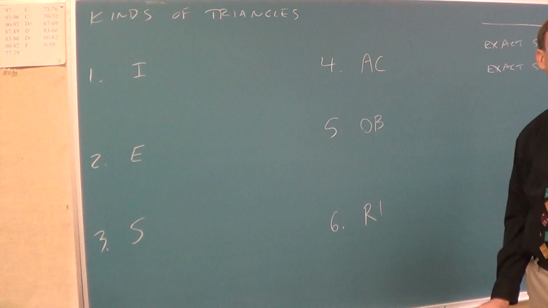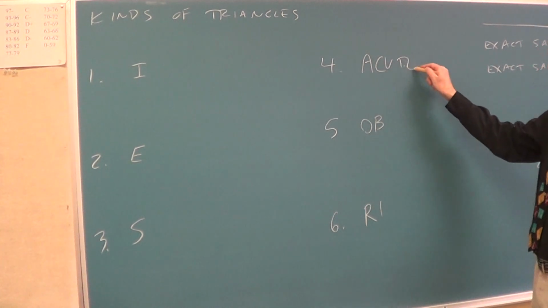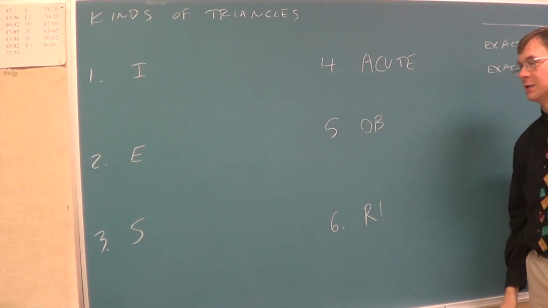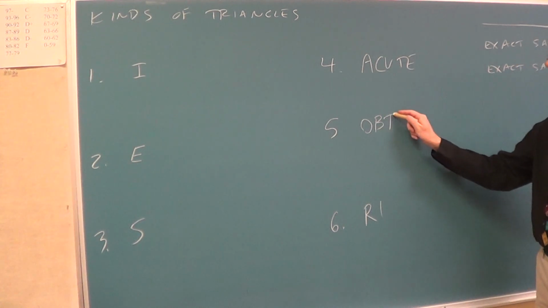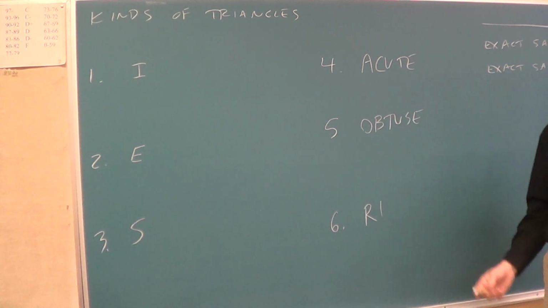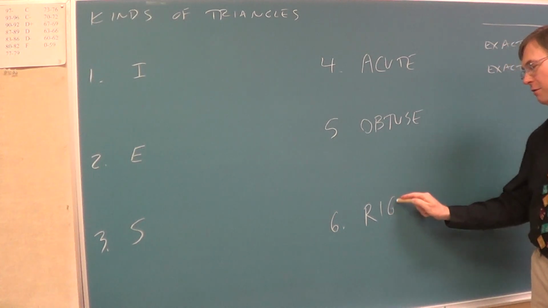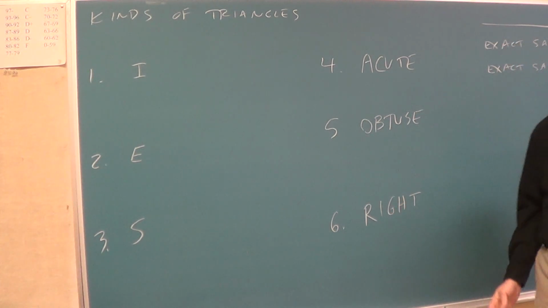It's acute. There is an acute triangle, absolutely. So acute triangle is a thing, 100%. Number 5 is obtuse. There is an obtuse triangle, for sure, 100%. Right? There is a right triangle, for sure, 100%.